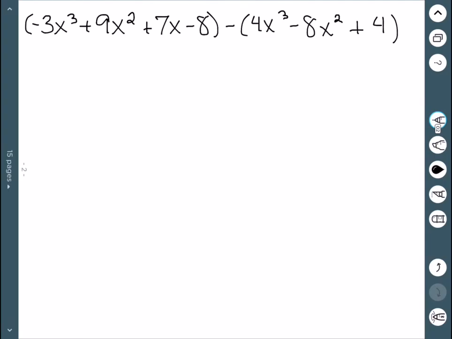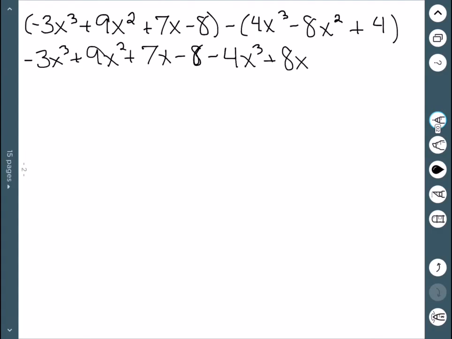When looking at subtraction, order is now important. In particular, the first parenthesis doesn't matter since that number will not change. However, we do have to distribute the negative sign through the second parenthesis. So this is now negative 4x cubed plus 8x squared minus 4.